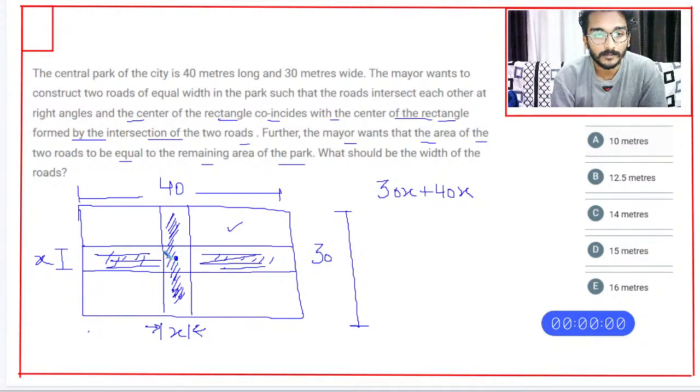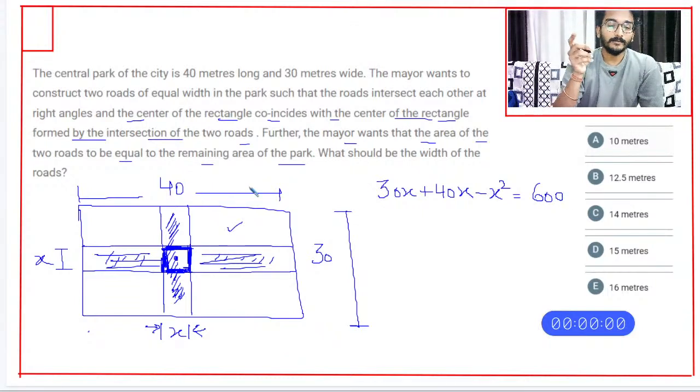But we have computed this particular portion two times, both in horizontal as well as vertical width. So this area is counted twice. We have to subtract one time. And this must be equal to what? 600.